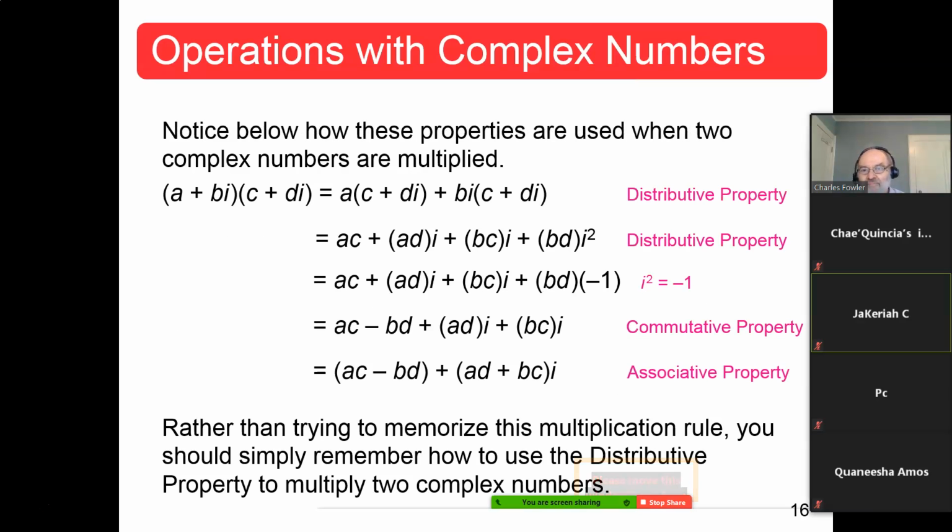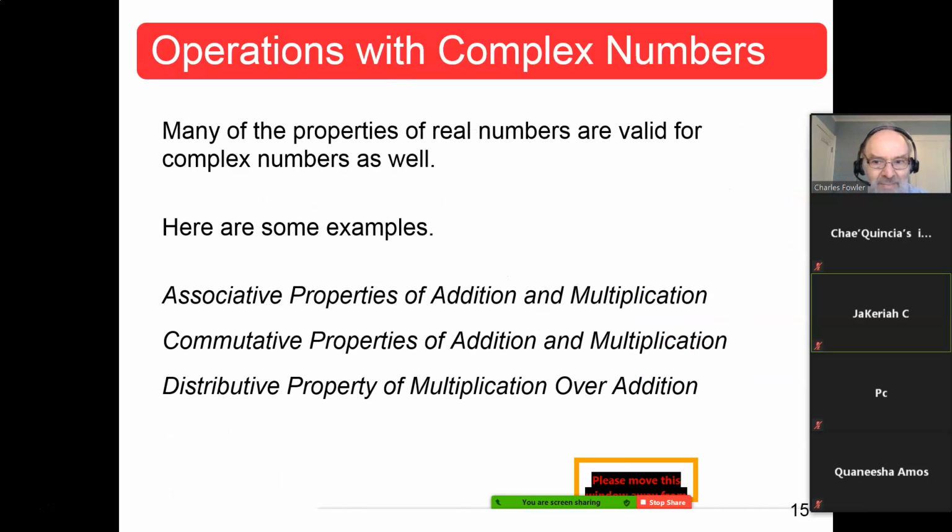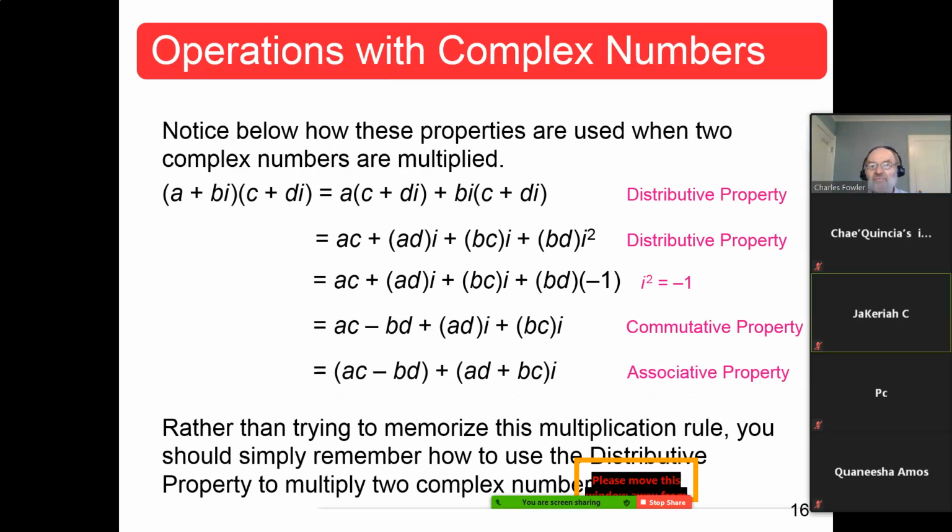Okay. So here is the next operation, multiplication. Notice below how these properties are used. Let's see. I think we skipped something there. Okay, let me go back. No, that's in the right place. Notice below how these properties are used when two complex numbers are multiplied.